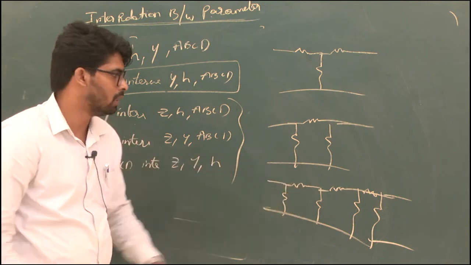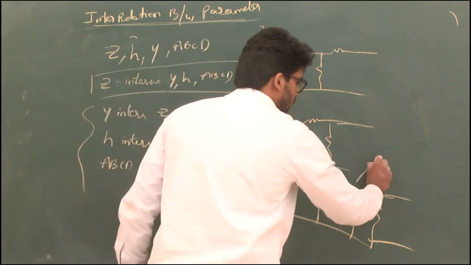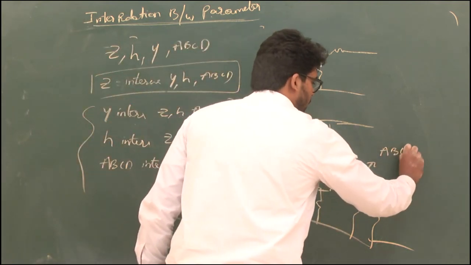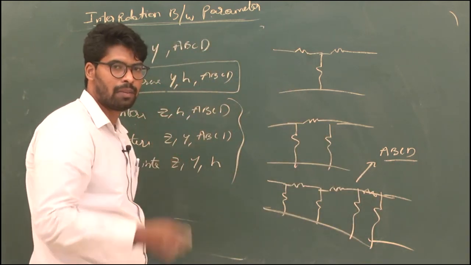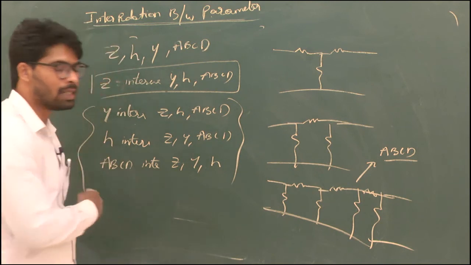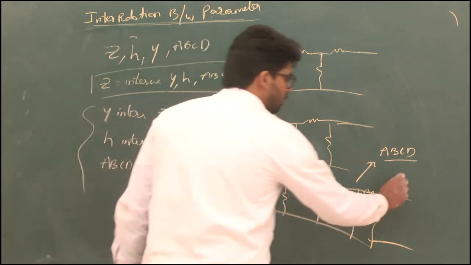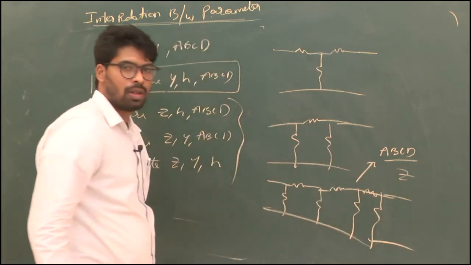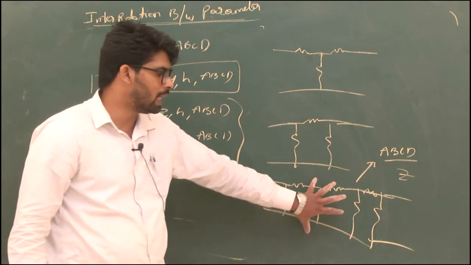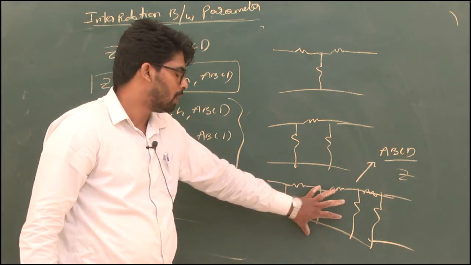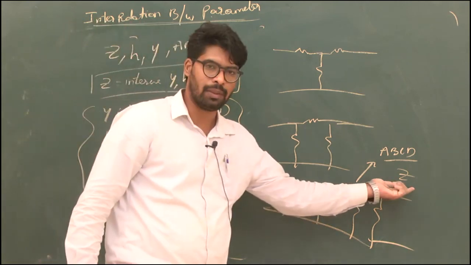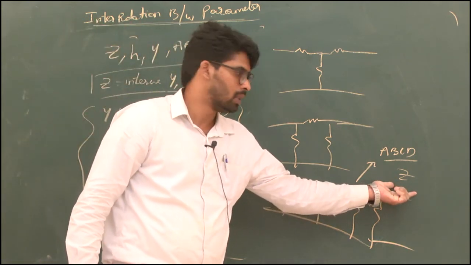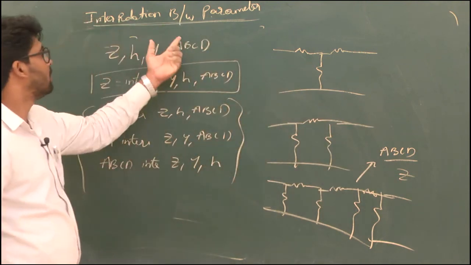Now my question is, I'll ask you to find ABCD parameters, and after finding ABCD parameters, by using the interrelationships, I'll ask you to find Z parameters. Now you find ABCD parameters for this circuit. Based upon the interrelationship you have, you convert into Z parameters. Okay, this is about the interrelationship of parameters.